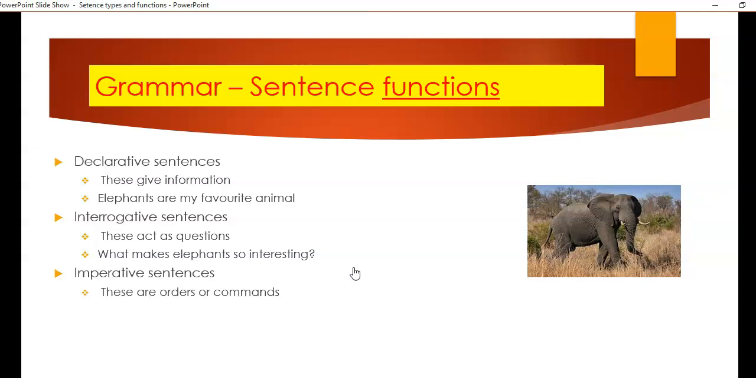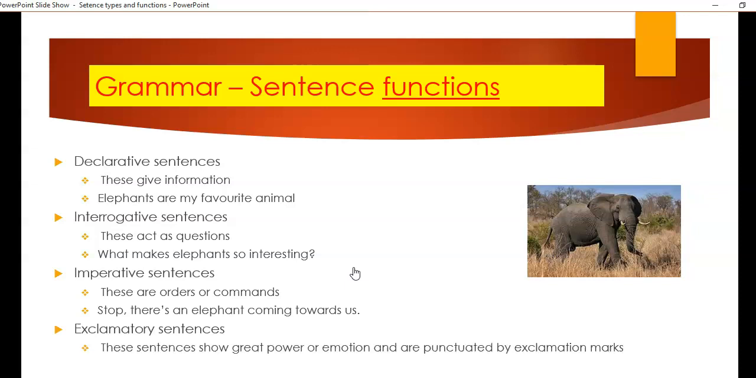Imperative sentences, they act as orders or commands, okay? Make something imperative that you do it, okay? So, stop, there's an elephant coming towards us. Stop is an imperative. It's issuing a command or an order, and it's telling someone to do something. So an imperative sentence, orders or commands. Exclamatory sentences, they're sentences that show great power or emotion, and they're generally punctuated by exclamation marks, hopefully just one. Elephants approaching, be careful, is an exclamatory sentence.